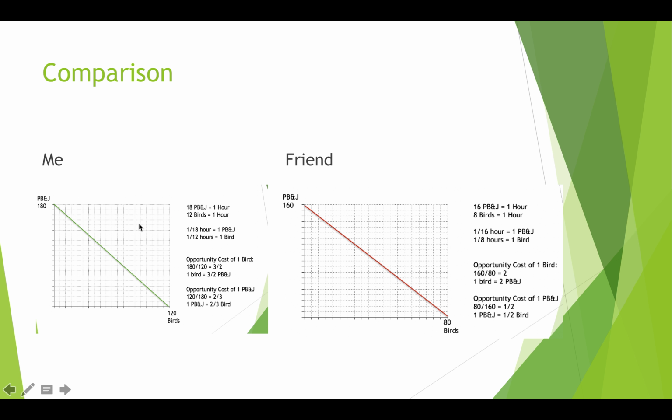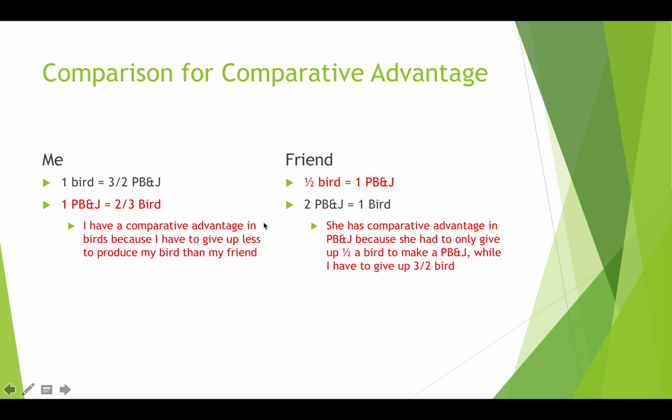Now when we compare our productivity, you can see that I'm more productive than my friend is. However, she has a comparative advantage over me in producing peanut butter and jelly, and here's why. For me, one bird equals 1.5 peanut butter and jelly sandwiches, and one peanut butter and jelly sandwich equals 2/3 of a bird.